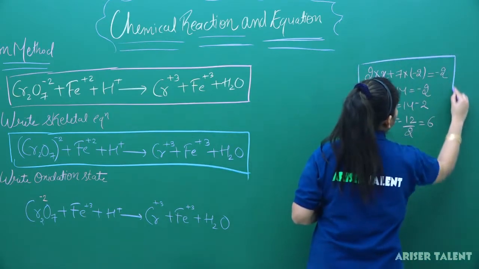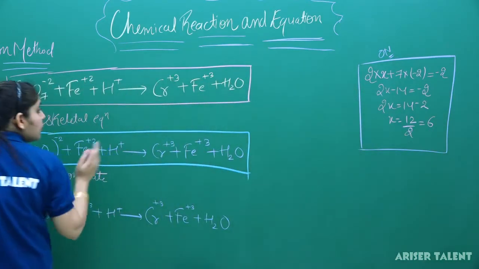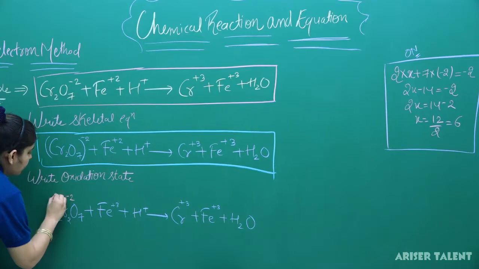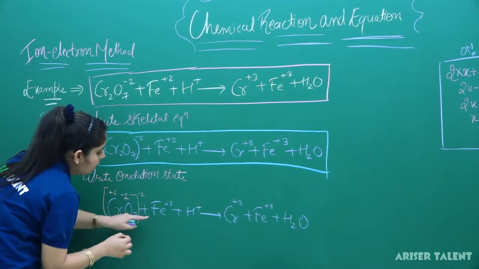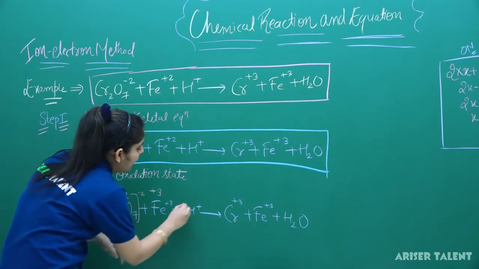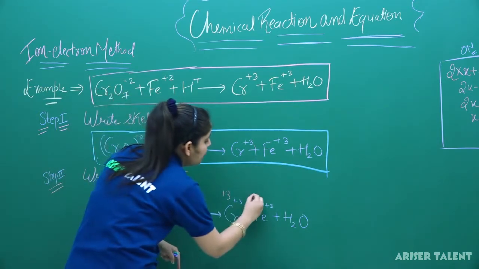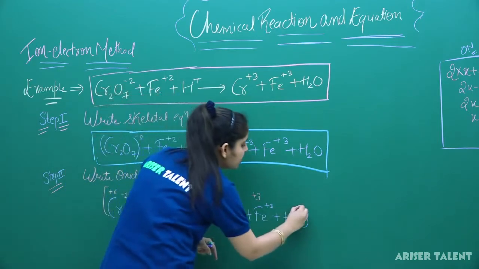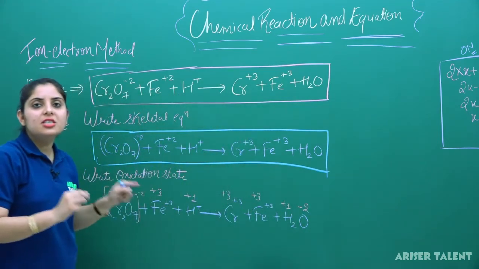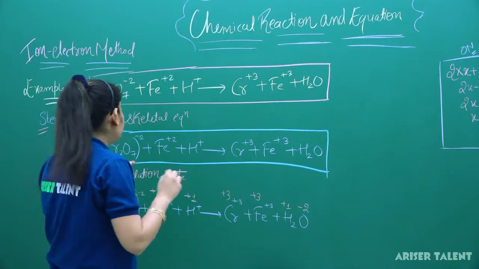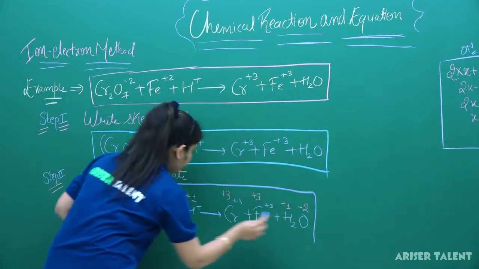So the oxidation numbers will be as follows. For chromium, the oxidation number is plus 6, with the whole ion having charge minus 2. Fe oxidation number is plus 3. Hydrogen oxidation number is plus 1. Chromium oxidation number is plus 3. Iron oxidation number is plus 3. For H2O, the oxidation number of oxygen is minus 2, and for hydrogen the oxidation state is plus 1. So this will be the oxidation number of each individual element in step number 2.